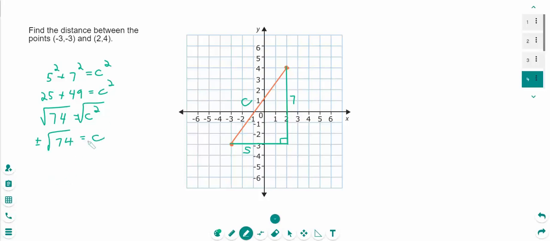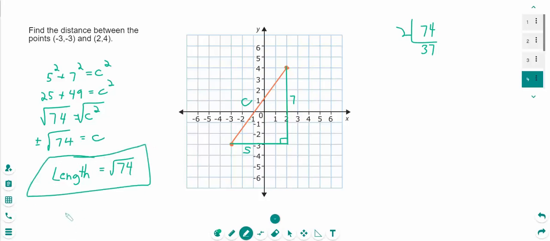And then 74, I think we can pull something out of there. If we take a 74, that's going to be 37. Excuse me. Which is, well, actually, that's prime. So, no, there isn't anything we can pull out. It's another one that's completely reduced. So the length, then, of our orange line on the graph, is going to be the square root of 74. There's our answer.